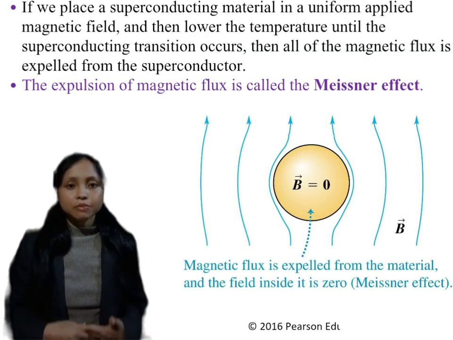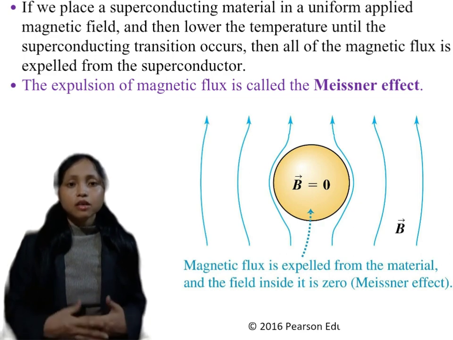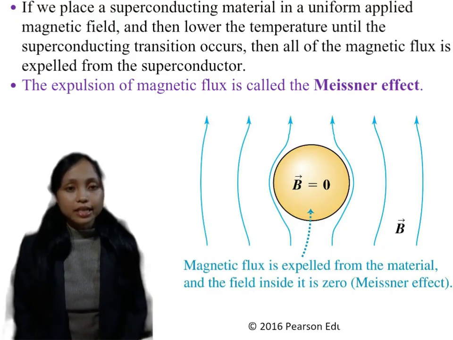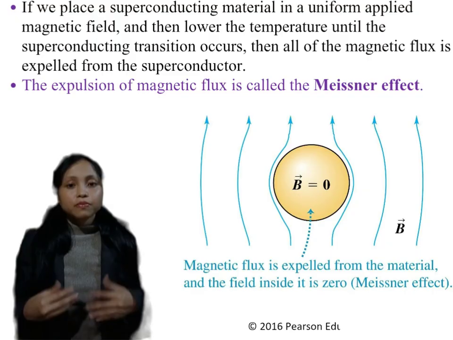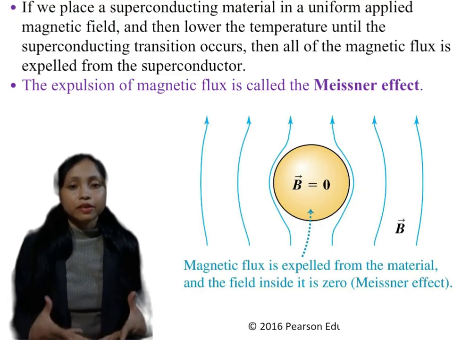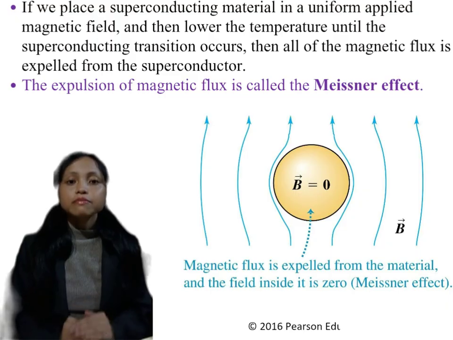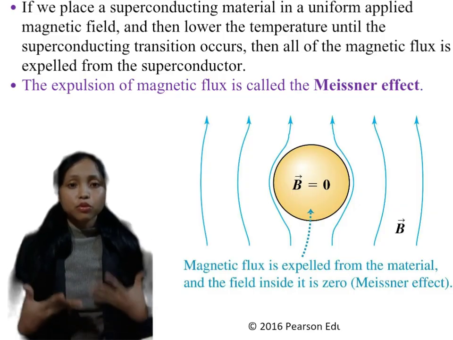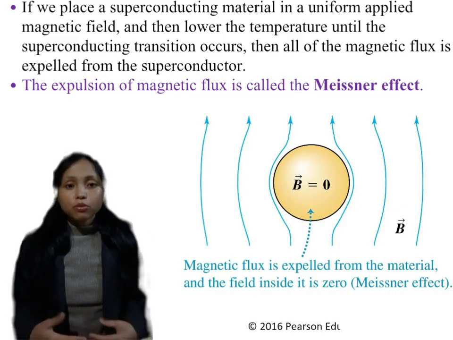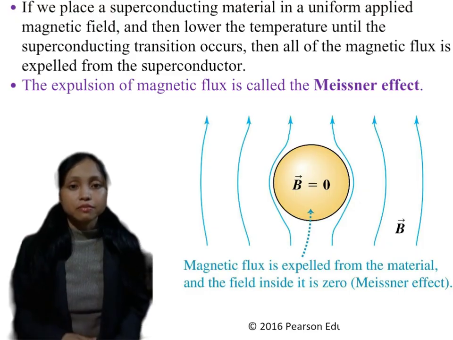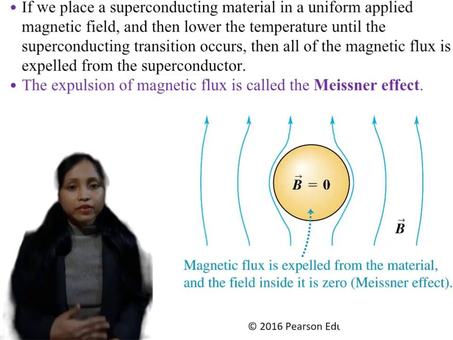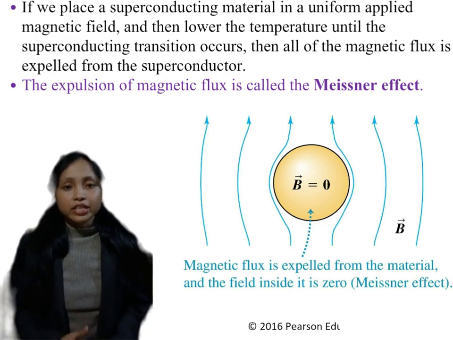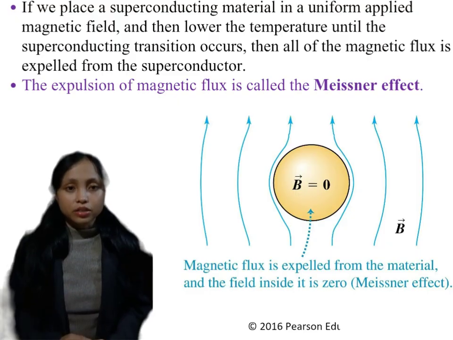Now, we will discuss an important property of superconductors known as the Meissner effect. Let us begin with the situation shown in the slide. Imagine that we place a material inside a uniform magnetic field. At first, the material behaves normally. Magnetic field lines pass through it just as they would through most metals. Now, we slowly lower the temperature of the material. When the temperature reaches a specific value called the critical temperature, the material undergoes a phase change and becomes a superconductor.